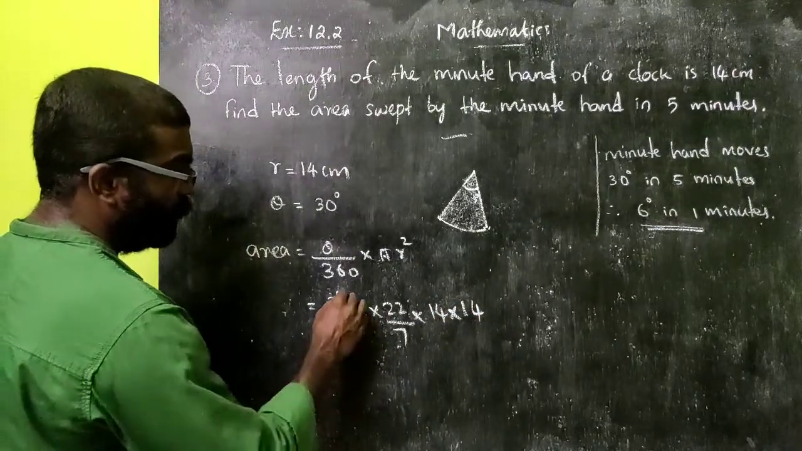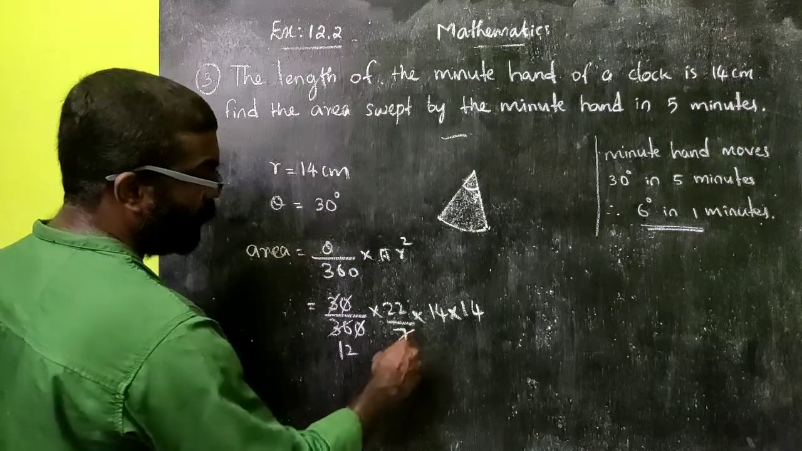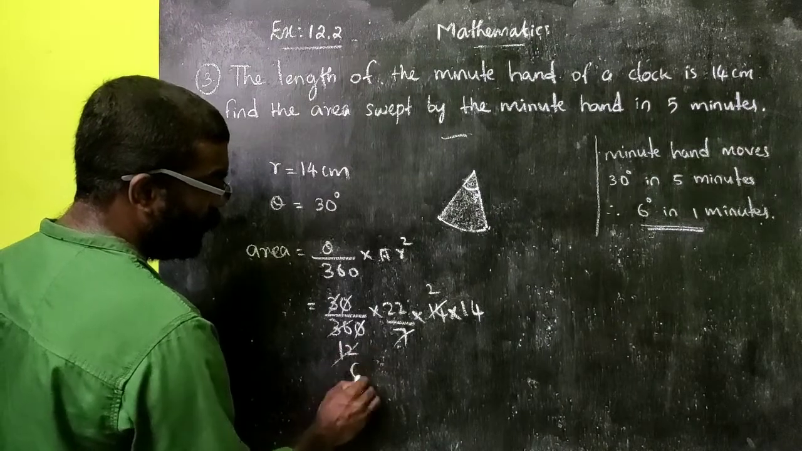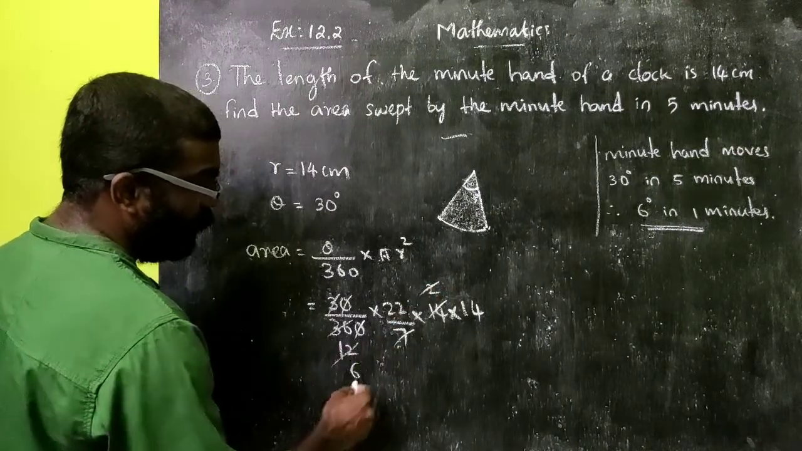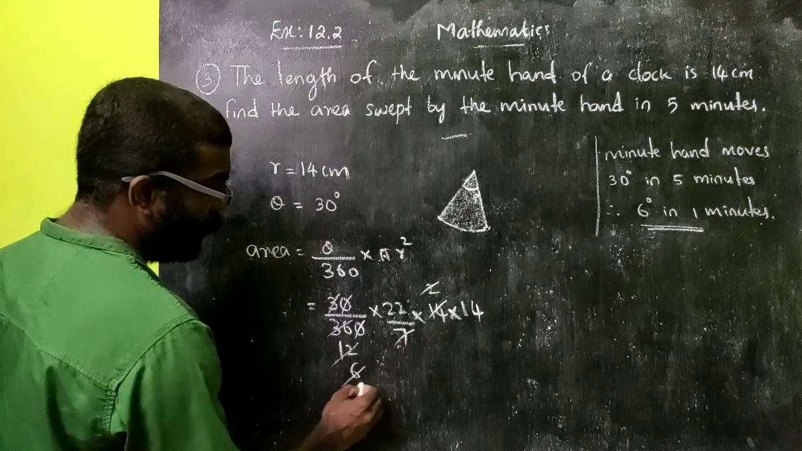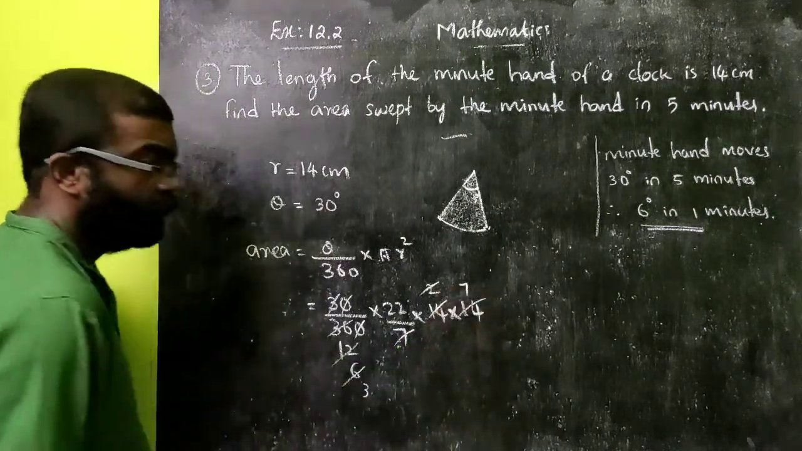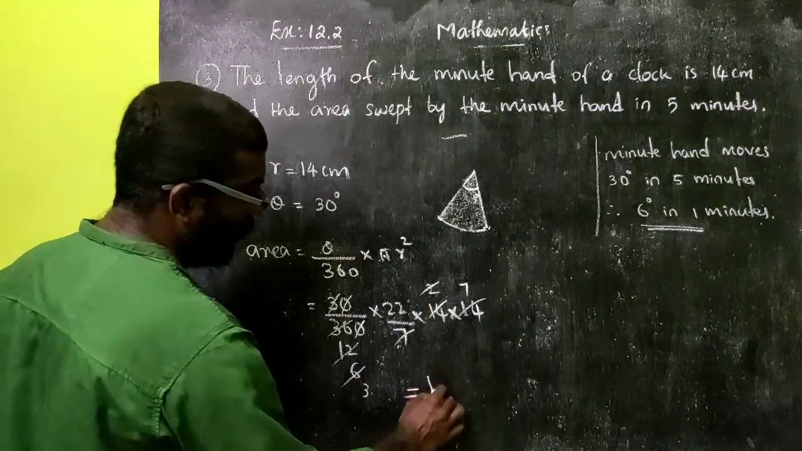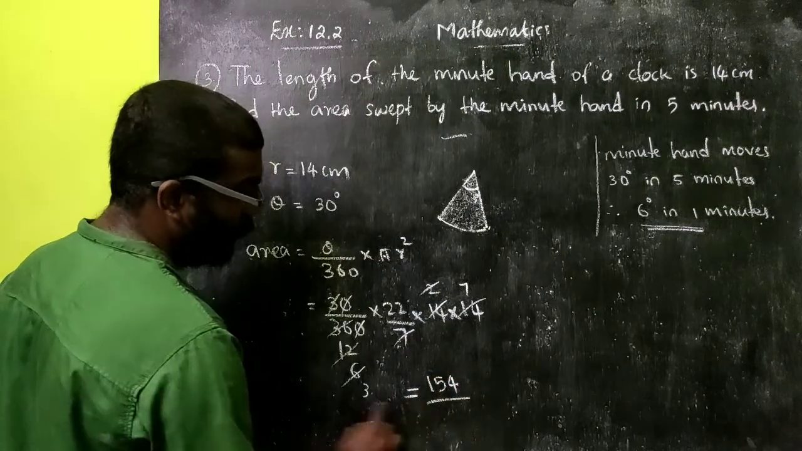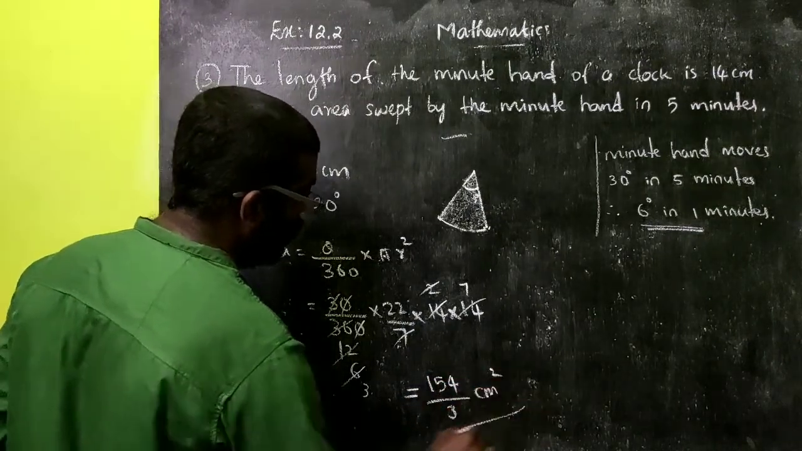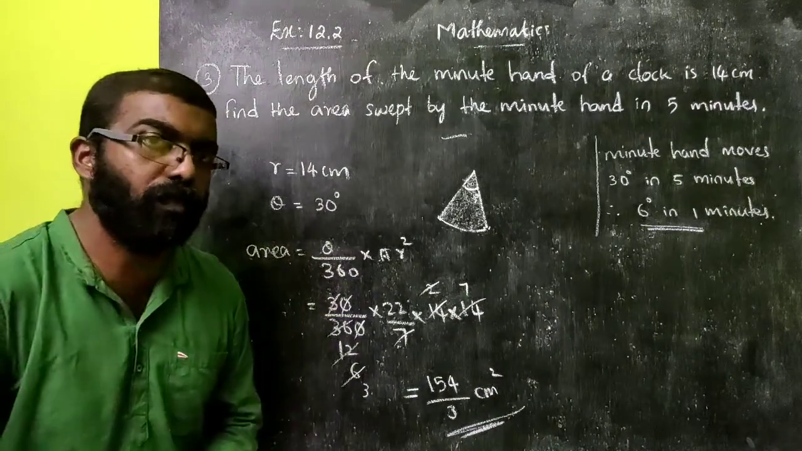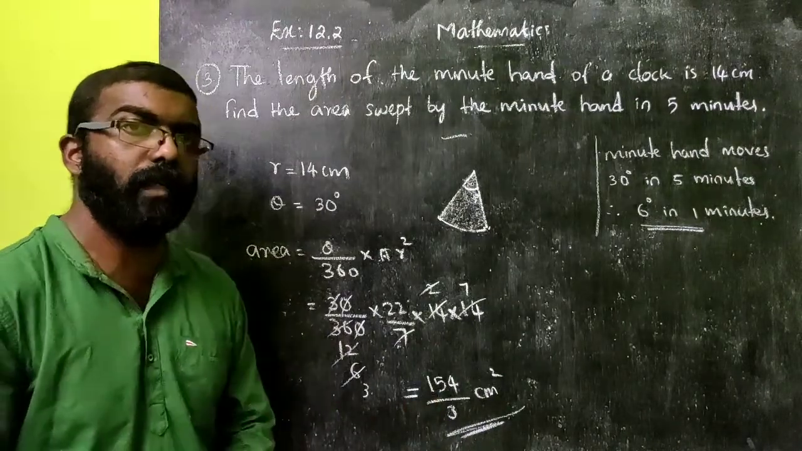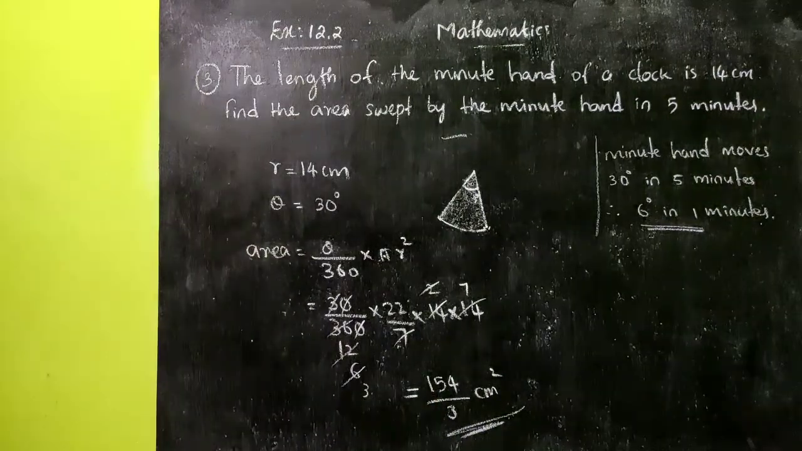0 0 cancel. 3 and 36, 12 times, then 7, this 14 2 times, again we can cancel. This 12 by 2, 6 times, here 2 we can cancel, then 6 by 2, 3, here 7. Okay, so the remaining is 22 into 7. 22 into 7 is 154 divided by 3 centimeter square. So in 5 minutes, the area swept by the minute hand of the clock will be equal to 154 divided by 3 centimeter square. Okay.